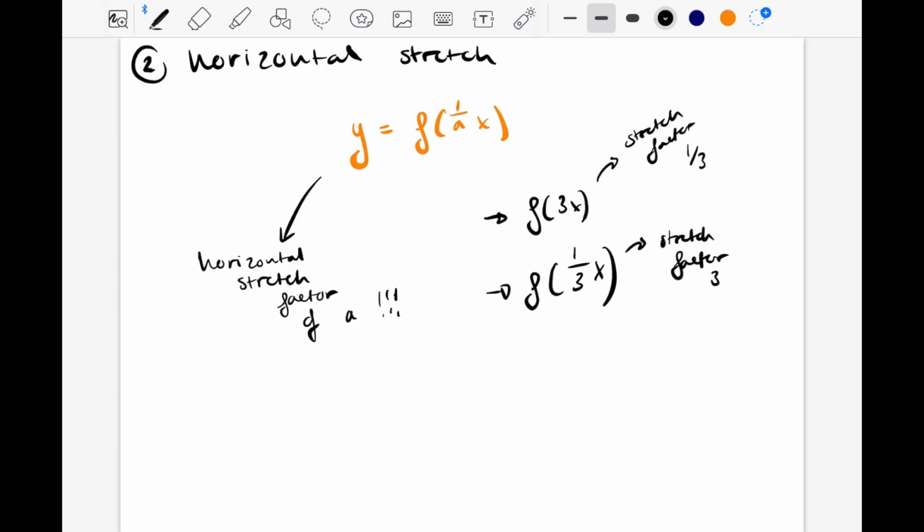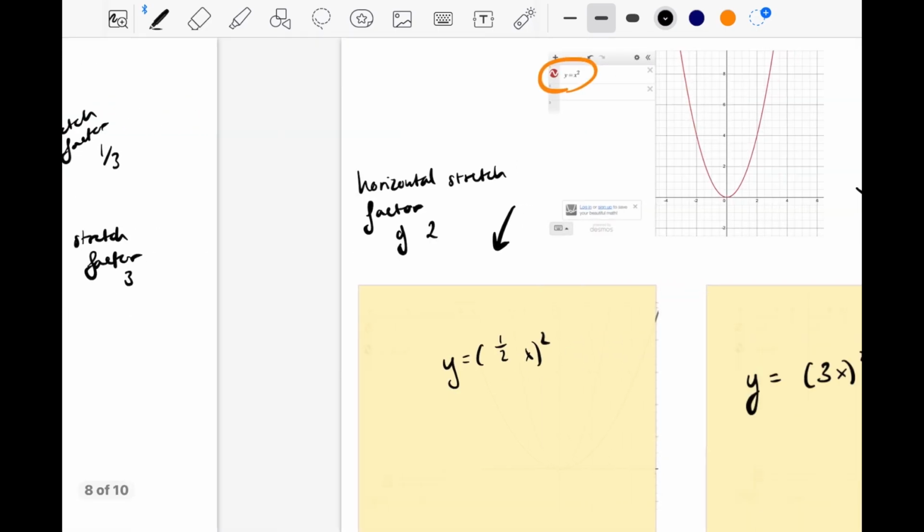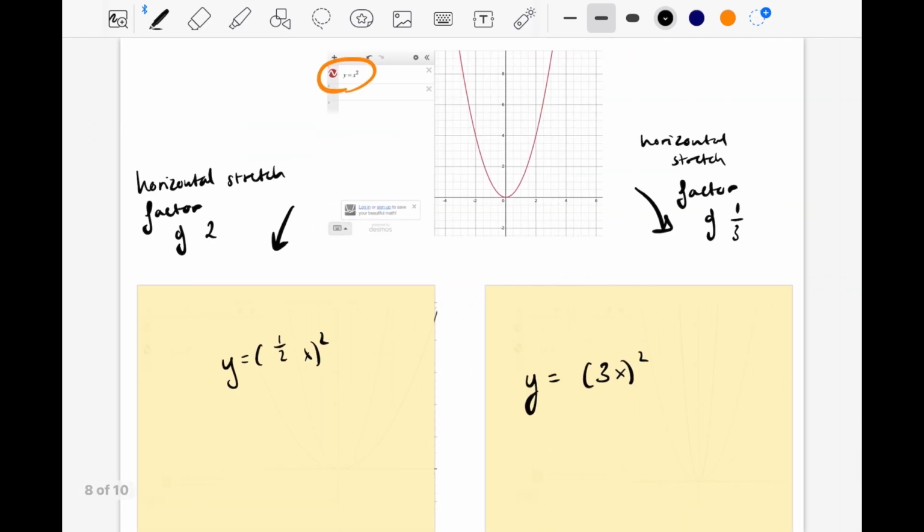generalizations that we make. I will be referring to a as the word that we speak, horizontal stretch factor of a, implying that whatever is in here is 1 over a. So let's look at the same example, but now with a horizontal stretch factor. So if we have a horizontal stretch factor of 2, we're going to have f of 1/2 x squared. And think about what this might look like, and then come back and see.